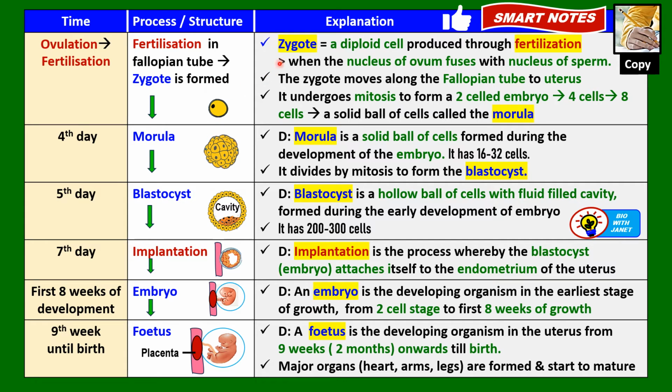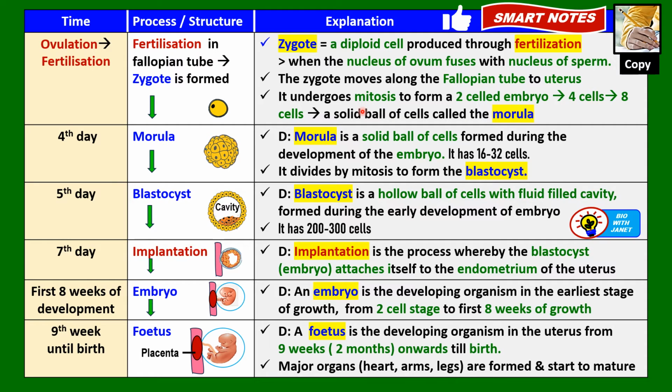Now, what is a zygote? It is a diploid cell formed through fertilization when the nucleus of the ovum fuses with the nucleus of the sperm. The zygote then moves along the fallopian tube to the uterus after fertilization. In the fallopian tube, there are many cilia, or hair-like structures, that sweep the zygote down. The zygote itself cannot move by itself. It's swept down the fallopian tube by the cilia inside.